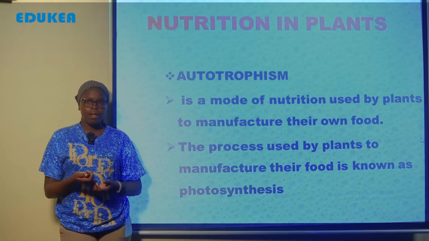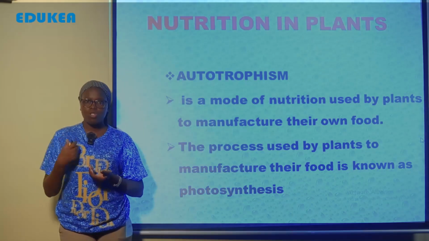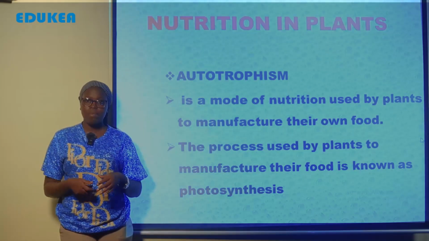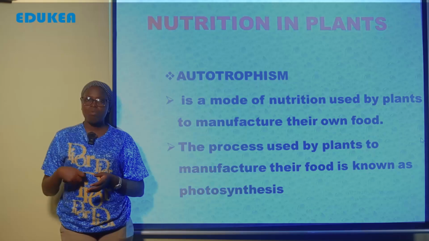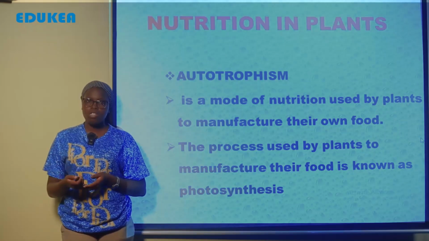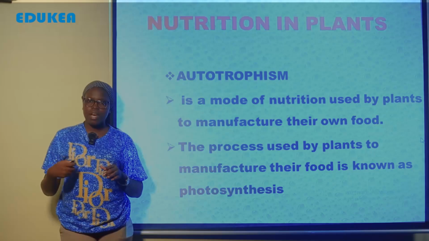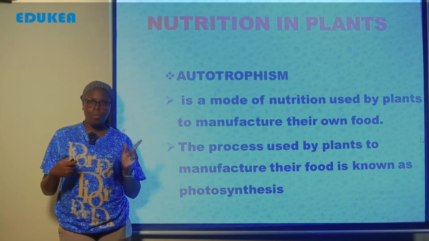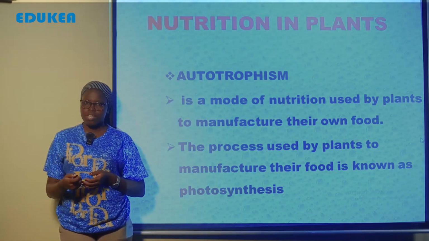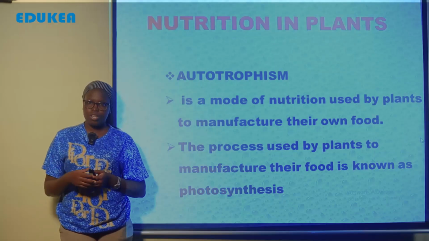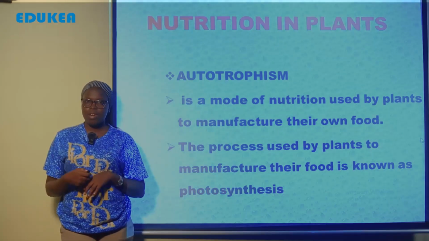The green plant is an autotrophic organism or autotroph. These are the organisms which manufacture their own food. So the process by which these organisms manufacture their own food is called photosynthesis, while the mode of nutrition used by these organisms is what is called autotrophism.